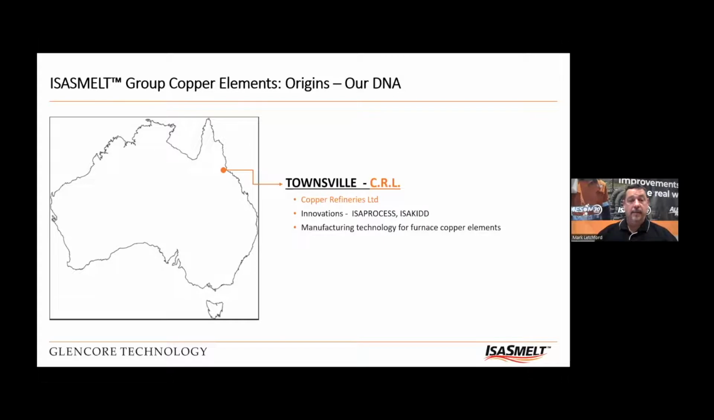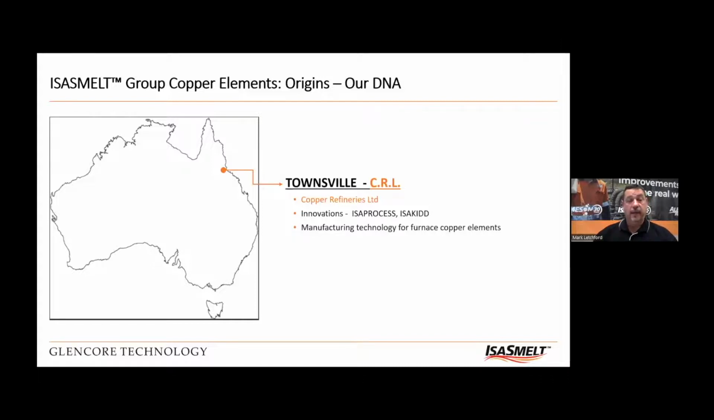So the other part of the story with copper elements is CRL in Townsville, or Copper Refineries Limited. It was set up in the 50s to refine Mount Isa copper into LME grade copper. And it was also the site of many innovations. Isa Process was marketed out of here, and these days ISAKIDD, which is a collaboration of Isa Process and other technologies.